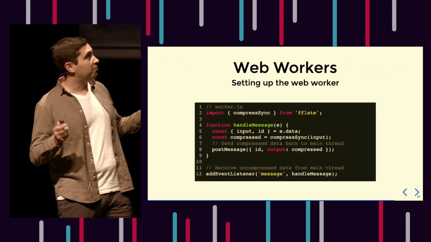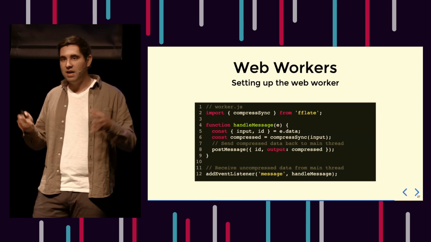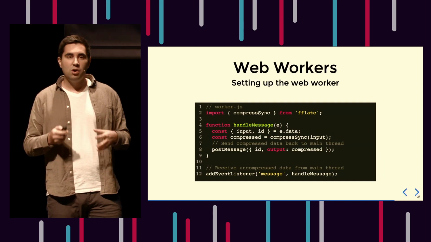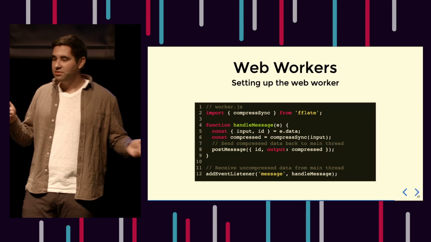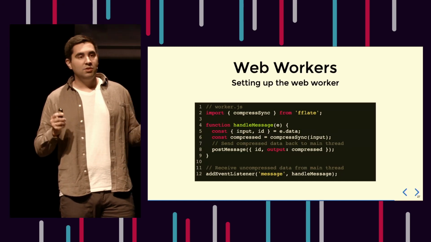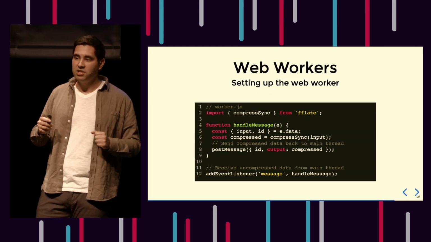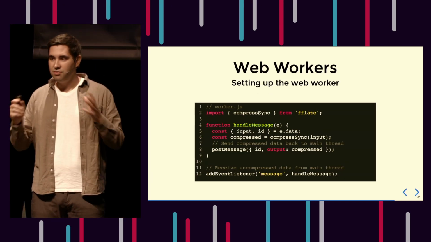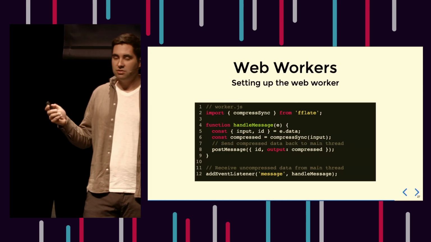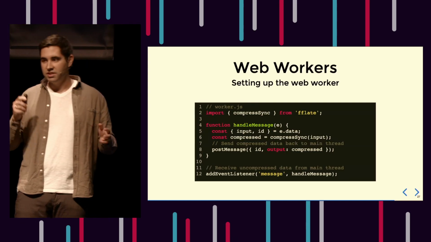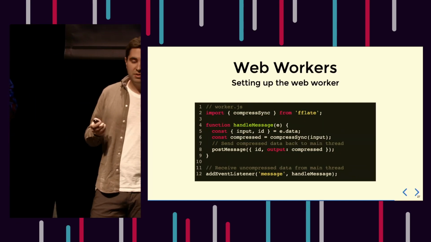So how would you set up a web worker for compression? A web worker is a separate JavaScript file that you would host on your website. So let's say your website is www.example.com. You would have a web worker maybe at www.example.com/worker.js. So it's a separate file hosted. It has to be hosted on the same domain as the main script that is calling the worker for security reasons. So this would be a simple worker script.